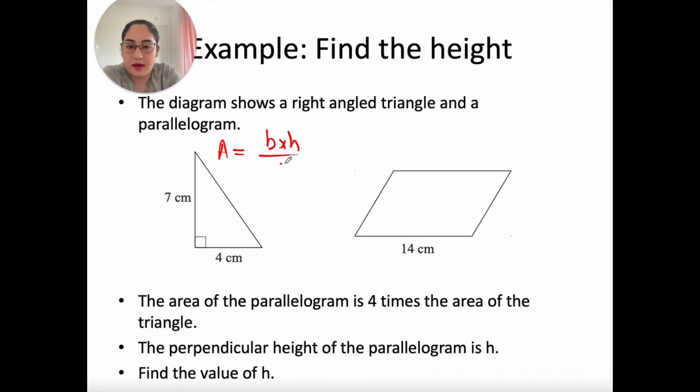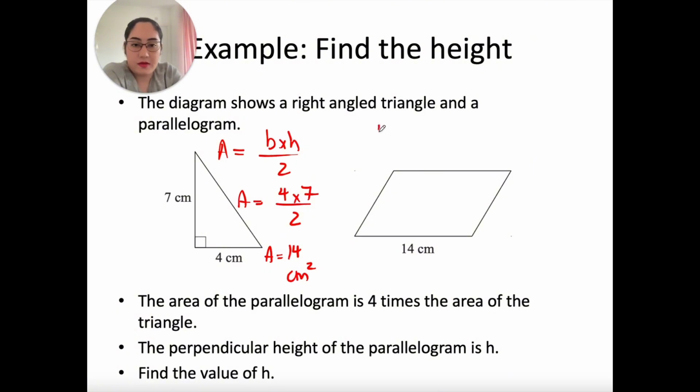So the formula for the area of a triangle was base times height divided by 2. So the base is 4. The height is the perpendicular line from the base to the peak of the triangle, so the 7 in this case is the height, divided by 2. 4 times 7 is 28. 28 divided by 2 is equal to 14. So the area of the triangle is 14 centimeters squared.